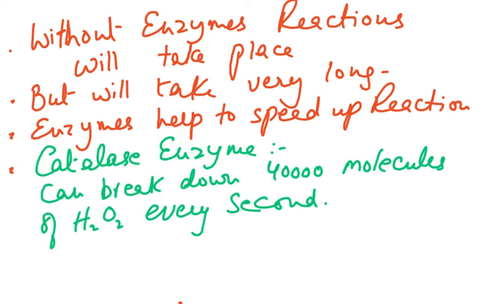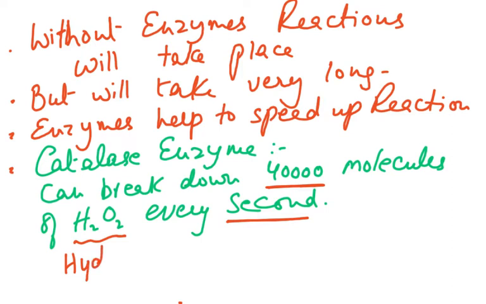Then why do we need enzymes? You see, without enzymes, reactions will take place, but they'll take very long. So enzymes help to speed up the reaction. And you can see how much they speed it up with the enzyme catalase, which is found in nearly every living cell. It can break down 40,000 molecules of hydrogen peroxide every second. Now, that's enormous.